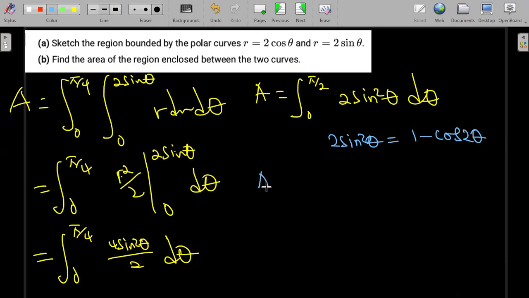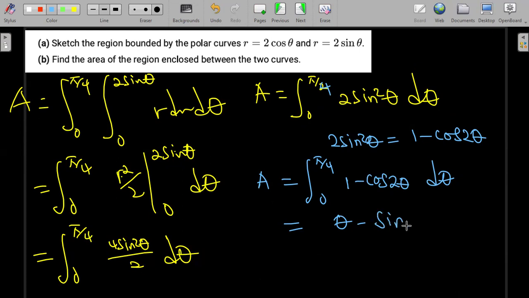So it means my area will just be the integral from 0 to pi over 4. Then 2 sine squared theta, I'll replace it with 1 minus cos 2 theta d theta. So this would be theta minus the integral of cos 2 theta, which is sine 2 theta, and I also differentiate the inside function, so the derivative of 2 theta is just 2. And then I put the limits there. Pi over 4 minus 0 means this will just be pi over 4.